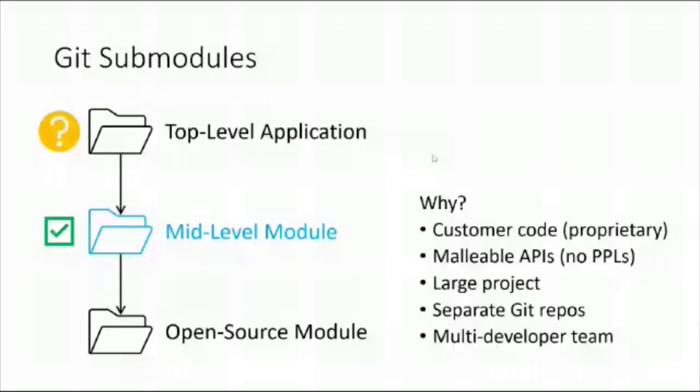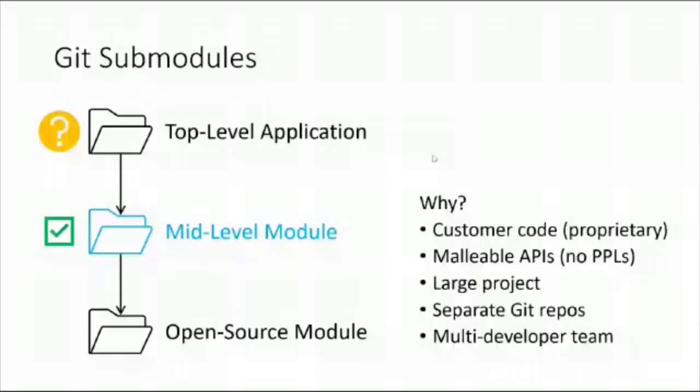I have a top-level application. It calls modules in the middle, which maybe call some open source stuff. Why would I want this? What's special about mid-level modules? They might be proprietary customer code and not open source. They might be open source as well, and that's perfectly fine. They might have malleable APIs, which we can't have with packed project libraries.